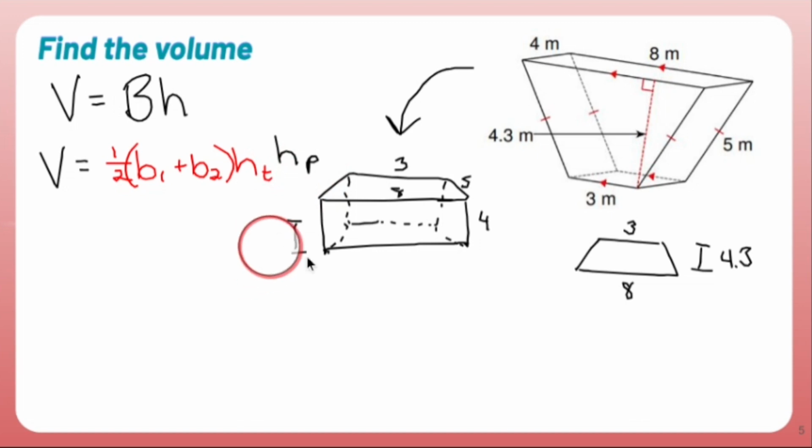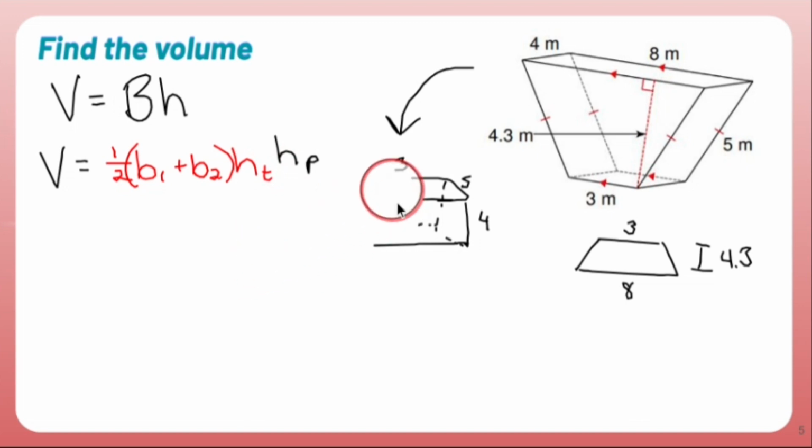Unfortunately, I have to get rid of my terrible drawing. So I just have to remember that when I'm talking about the red here, I'm talking about just the trapezoid. And when I'm going to ask myself for the height of the prism, it's 4 because, again, if I were to lay this flat, it would be 4 meters tall.